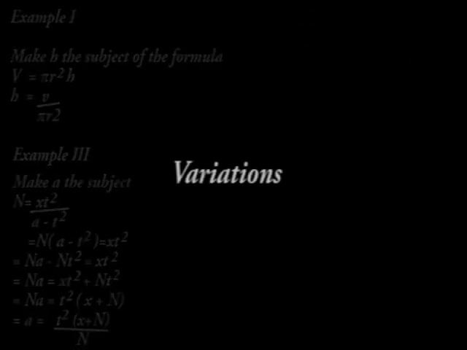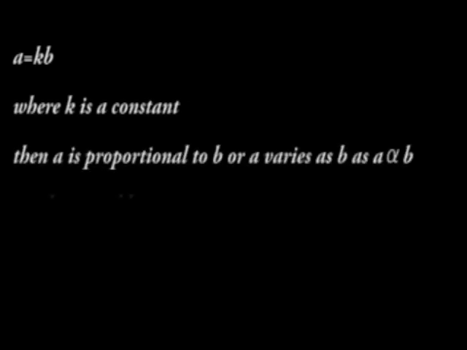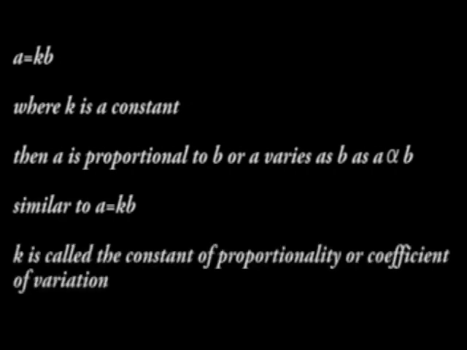Variations. When two variables, say a and b, are related such that a = kb, where k is a constant, then a is proportional to b, or a varies as b. Thus, a varies as b is written as a ∝ b, and it is similar to a = kb. k is called the constant of proportionality or coefficient of variation.